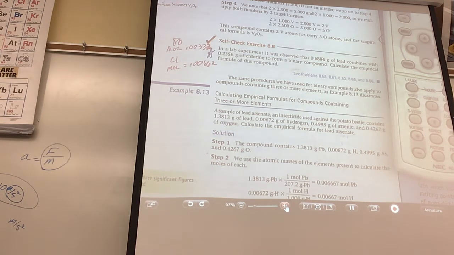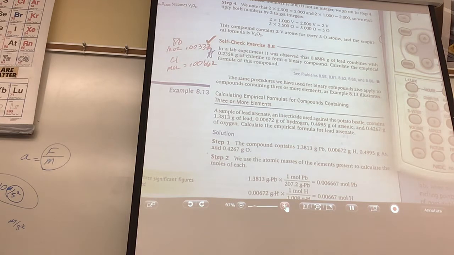How many of you figured out you had to get out of the gram world into the mole world? Did you figure that out? Okay, now I wrote down from last year that the number of moles of lead was 0.00332. Is that what you had? Now the moles of chlorine were 0.00662. Did you get something like that? Remember, chlorine's 35.5, not 35.